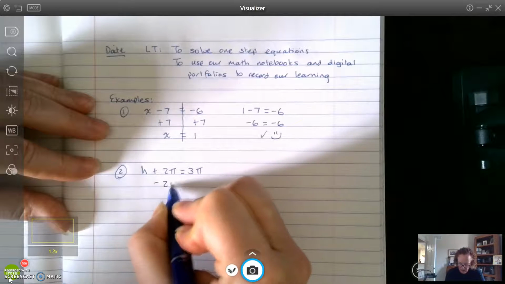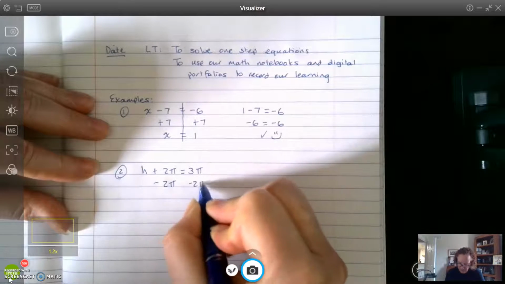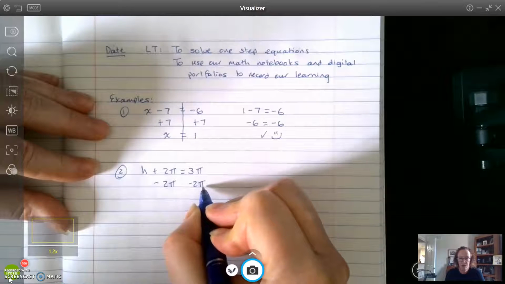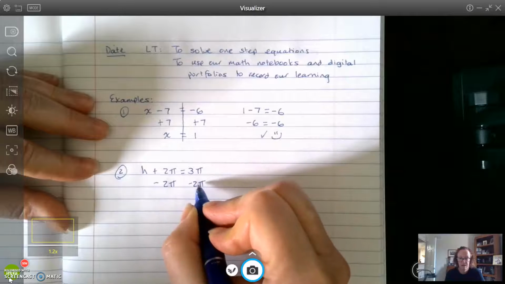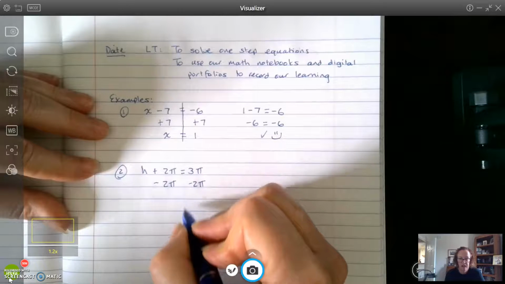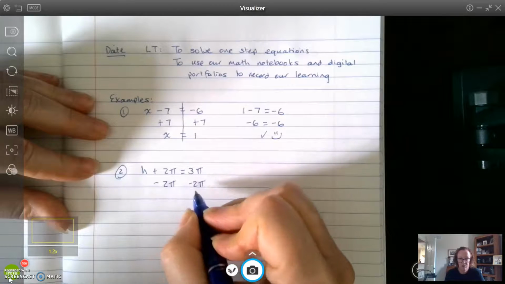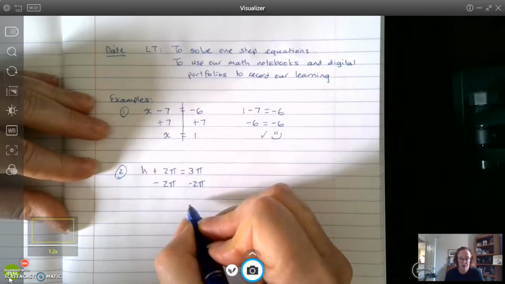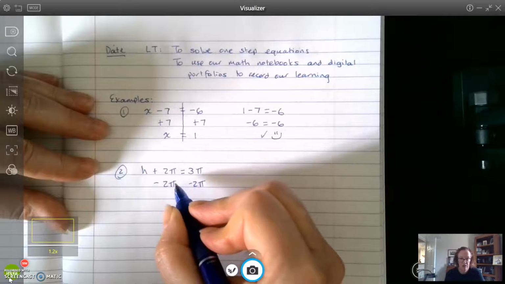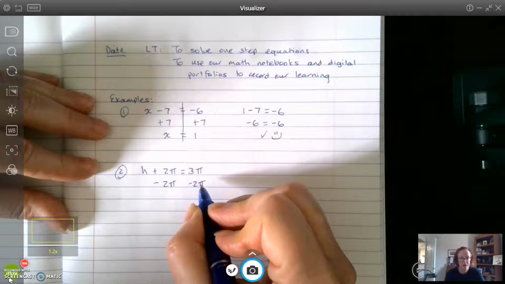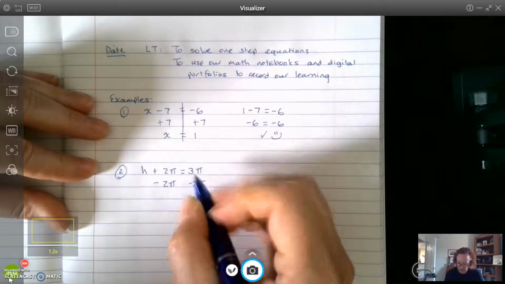So I'm going to subtract 2 pi from both sides. Notice that I am writing it on both sides of the equation. So that is required. I want to see it on both sides. If you draw a line down the middle, that helps you to remember that you're keeping it in balance. Again, the line to me is optional. It's not optional whether or not you show this on both sides.